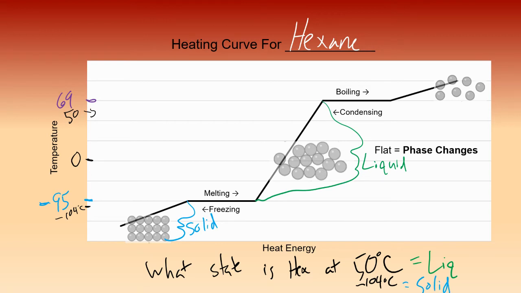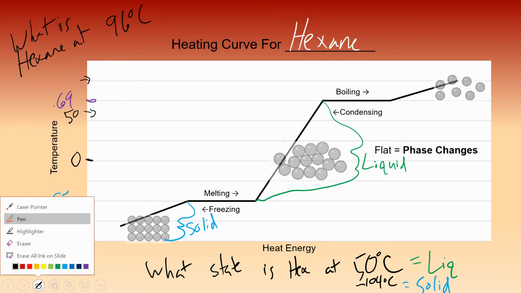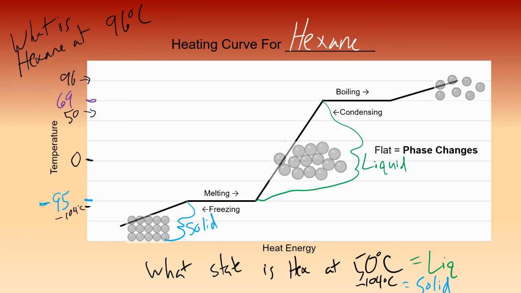And if we ask for anything above 69, let's say, what is hexane at 96 degrees Celsius? So 96 would be above 69. It would be up here. And that's going to fall into, let me just put that as 96 before I do this. And then that's going to fall into that gas area of our graph.